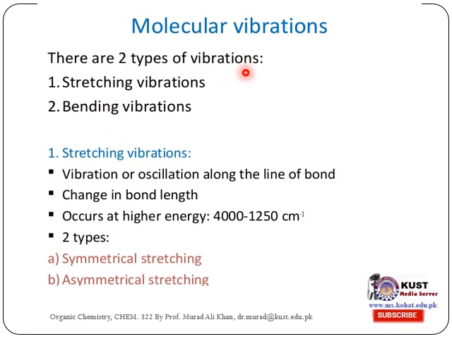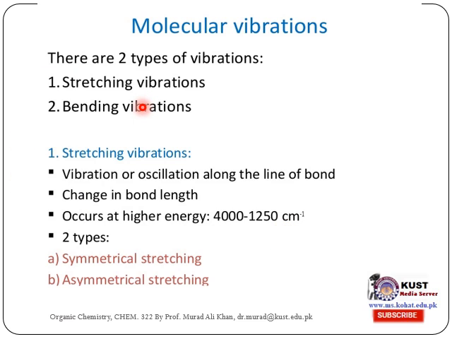There are two types of molecular vibrations. One is stretching vibrations, the other is bending vibrations. The stretching vibrations are oscillating along the line of bond, with a change in bond length, and they occur at higher energy, 4000 to 1250 per centimeter.